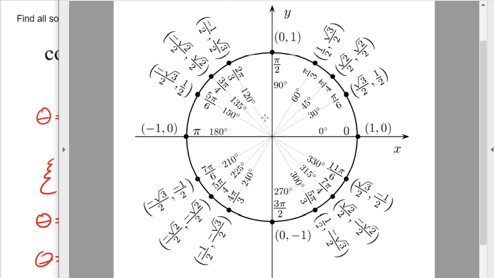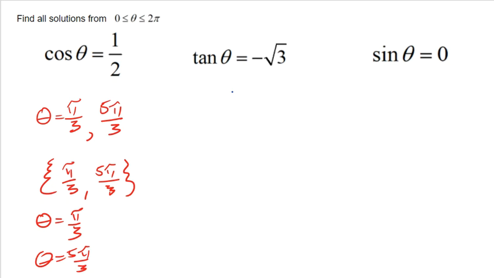But the cool thing about tangent is tangent repeats itself every half circle. So if I come exactly 1/2 circle away, I get 5 pi over 3. And tangent of 5 pi over 3 is also negative radical 3. So I get 2 answers here, 2 pi over 3 and 5 pi over 3. Those are the 2 answers in the unit circle where I see a tangent value of negative radical 3.